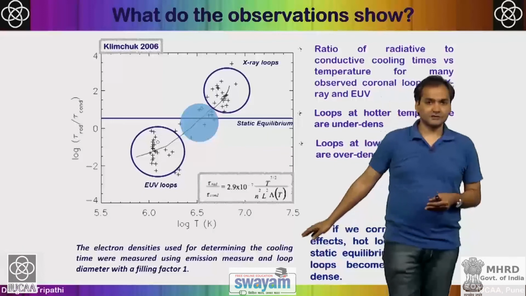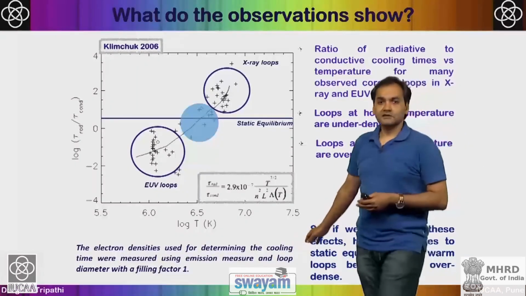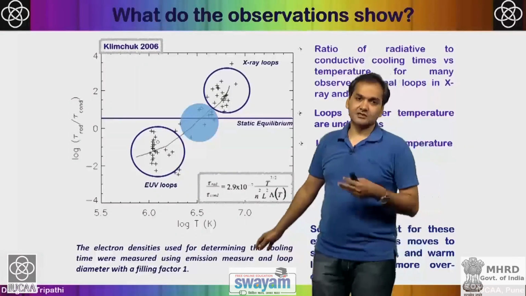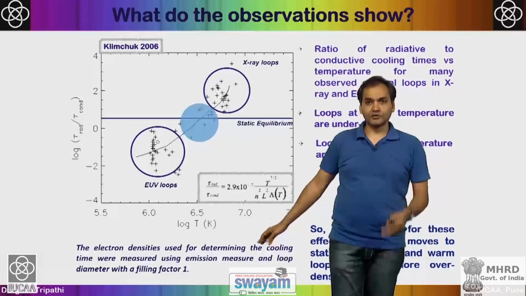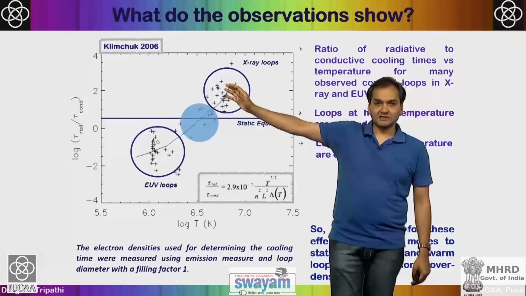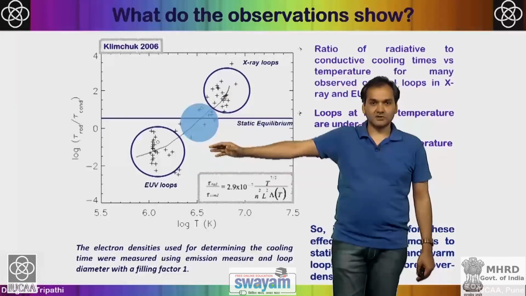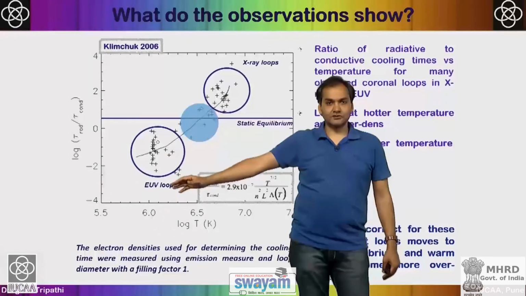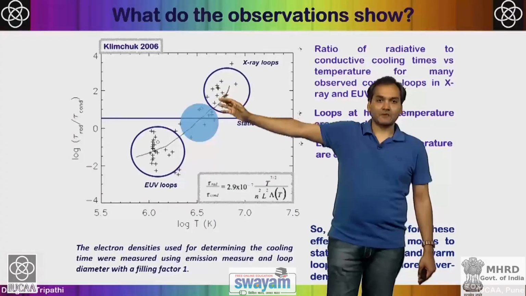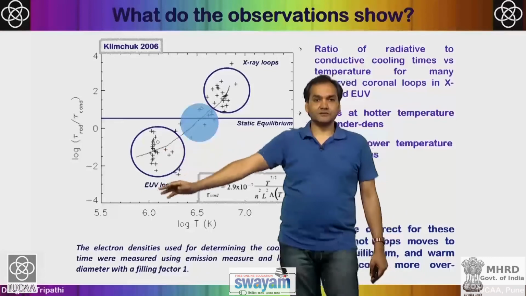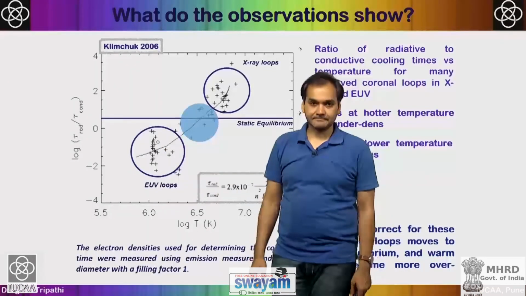The electron density used for determining the cooling time was measured using emission measure and loop diameters with a filling factor of 1. So, even if you correct for those, these ones go down and these ones go even further down. So, the X-ray loops become quite static, whereas the UV loops become even more overdense.